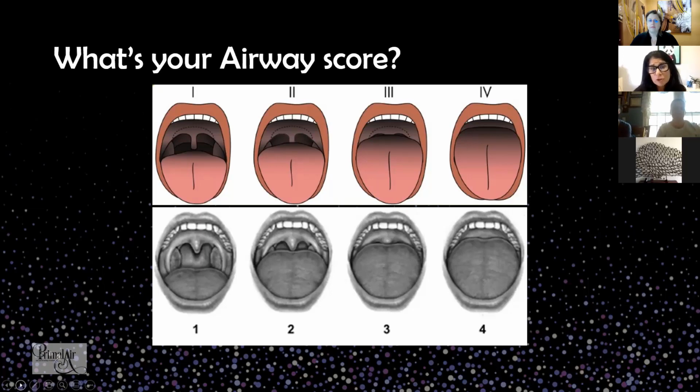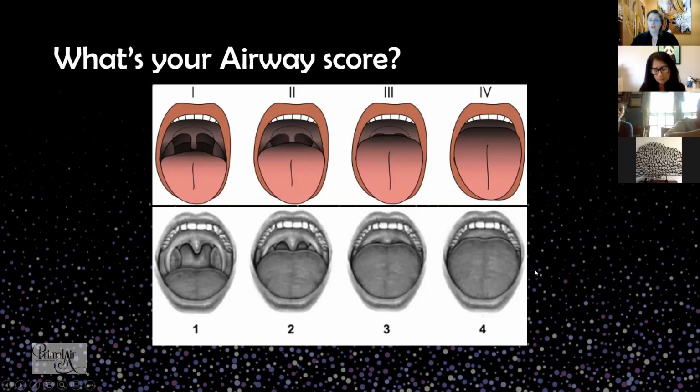For the Friedman score, the tongue is inside the mouth, and we see how much you can lift that uvula and see it. Obviously, number 1, same thing. Number 4, no uvula at all in sight. These tests are done without phonation, which means you're not saying ah. It's just an opening of the mouth.